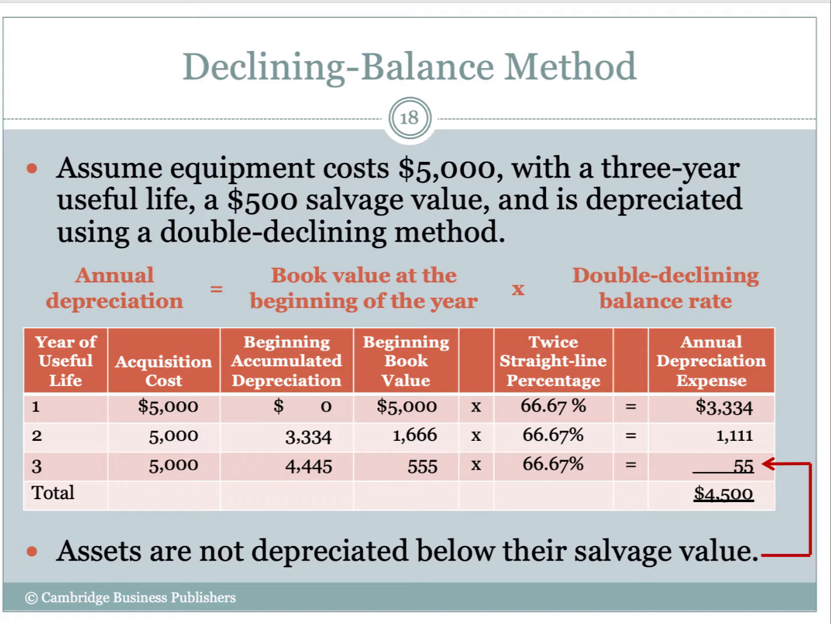Now let's look at year 3, okay? What's our accumulated depreciation at the beginning of year 3? $4,445. We see that the beginning book value of year 3, which is acquisition costs minus accumulated depreciation, $555. Again, we multiply that by the 66.67%. Okay. Notice we get $55 in depreciation.